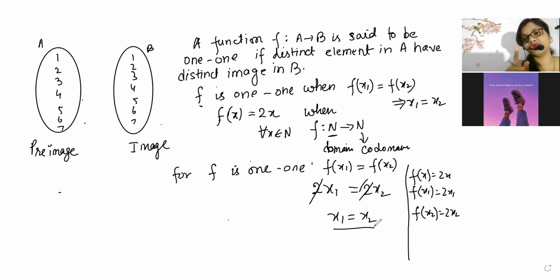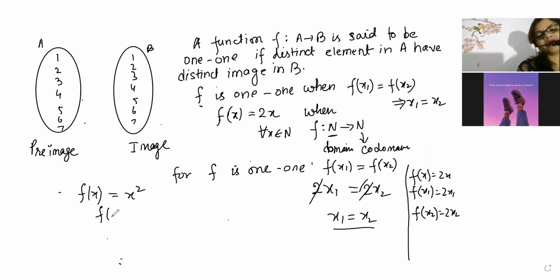But now I will show you one very important thing, that is when the function f of x will be equal to x square. Now for the function to be one-one, there are certain conditions. Wait, I'll start from there and then I'll tell.